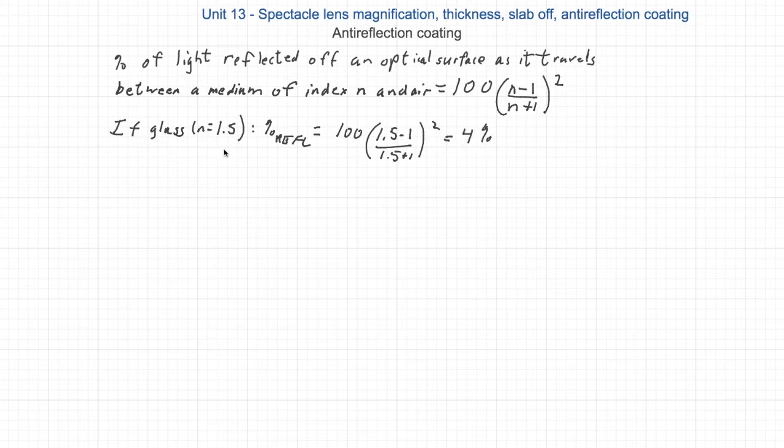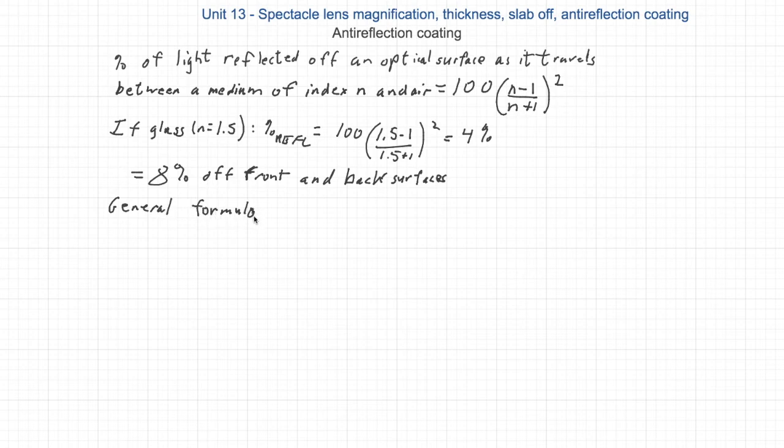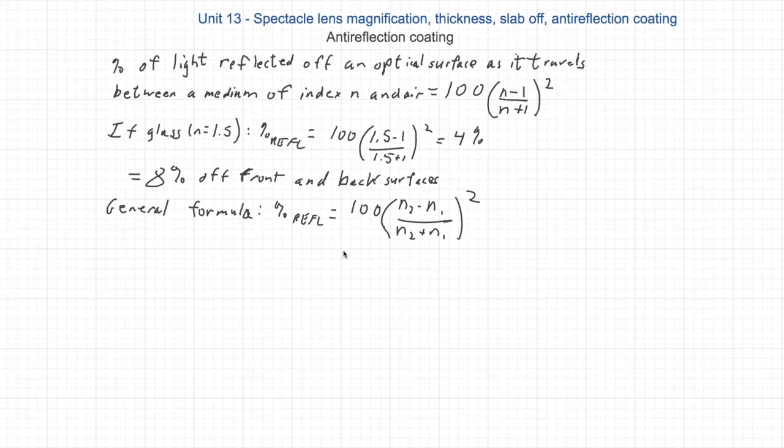And that's just off the front surface. The same percent reflection occurs off the back surface of a spectacle lens. So we have a total of 8% of light reflected, and only 92% of the light that hits an eyeglass lens is actually transmitted through it. The general formula for the percent of light reflected off a refractive surface, if you're not dealing with air, is 100 times (n2 minus n1 over n2 plus n1) squared, where n1 and n2 are the indices of the two substances.